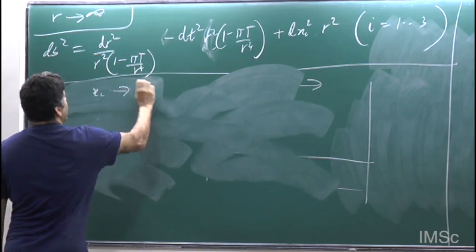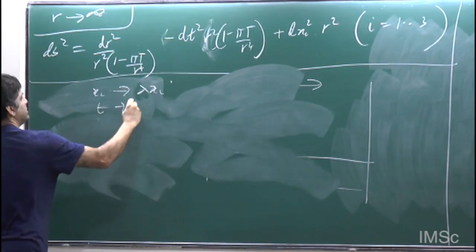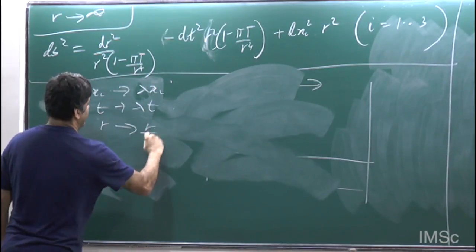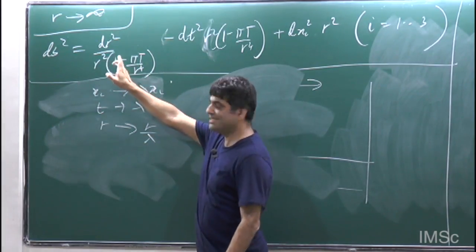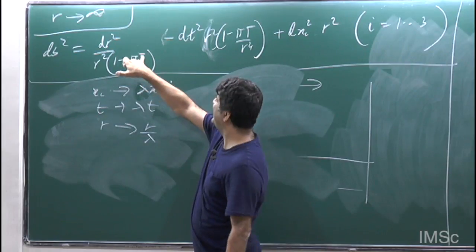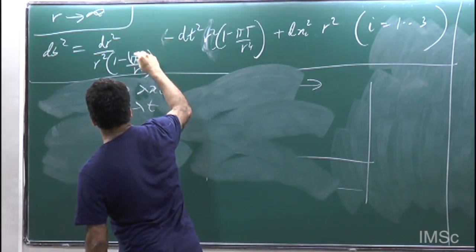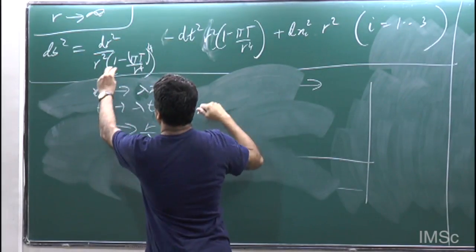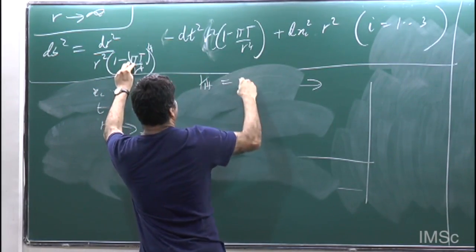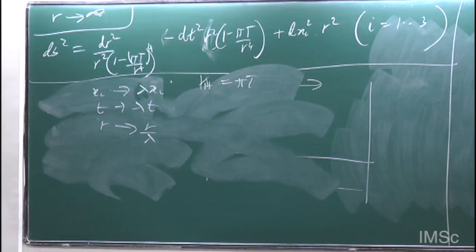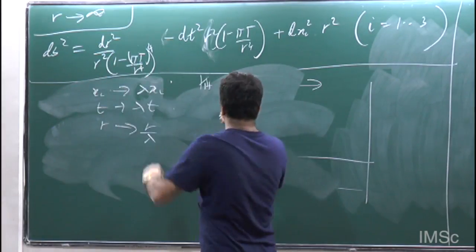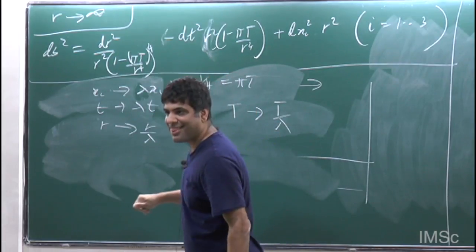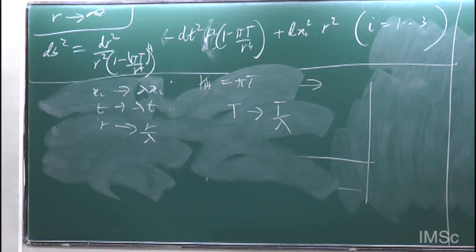xi goes to lambda xi, t goes to lambda t, and r goes to r by lambda. This change of variables changes this solution to the same solution with a different T. Oh, I even said this wrong. This was to the 4, and when I said r_H was at pi T, it was really r_H is at pi T. So the typo was in the wrong place. Yes, that's what was dimensionally wrong. So this changes the solution in a way that it takes T to T by lambda. Because of that, you can completely predict the T dependence of quasi-normal modes.